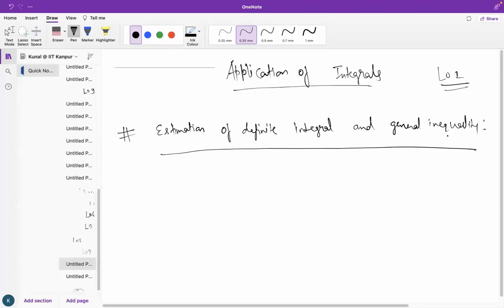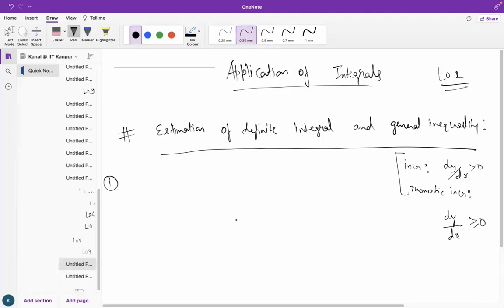So let me write it here for monotonic increasing function. You all know what a monotonic increasing function is. Increasing function means dy by dx is strictly positive. And monotonic increasing function means dy by dx is greater than or equal to 0.